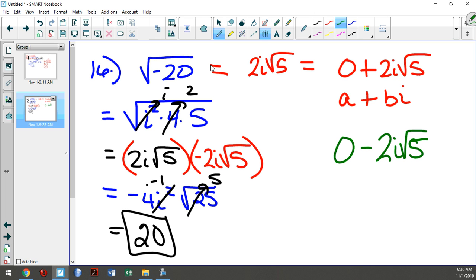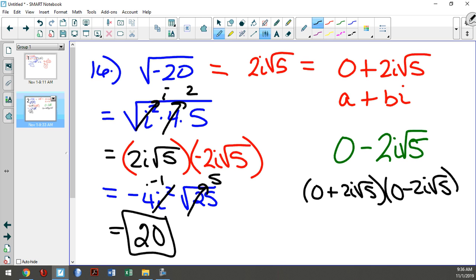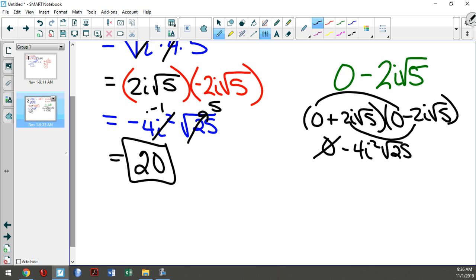Does that make sense? Because the imaginary part is the only part that changes sign. So that's the conjugate. So if you were to multiply those together now, I'd have 0 plus 2i square root of 5 times 0 minus 2i square root of 5. First term gives me 0. Last term gives me -4i squared square root of 25, which is exactly what we have over here. Does that make sense? Okay, so that's why that 0 is not relevant there. And this right here is going to make that a positive 4, and the square root of 25 is going to be 5 to give you the 20. Does that make more sense?